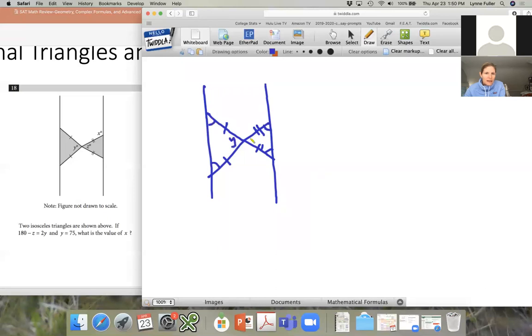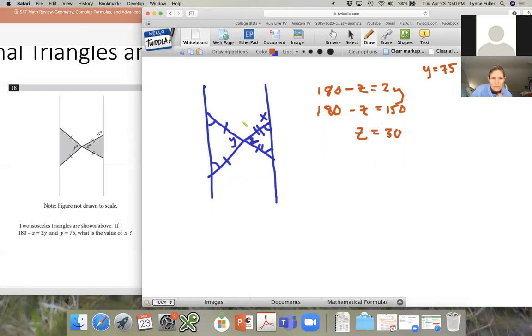And here you have Y, and here you have Z. And here you have X. Okay, and we know some information about this. We know 180 minus Z equals 2Y. And we also know that Y is 75, and 2 times 75 is 150. So 180 minus Z equals 150. So that must mean that Z is 30. Okay, so Z is 30.